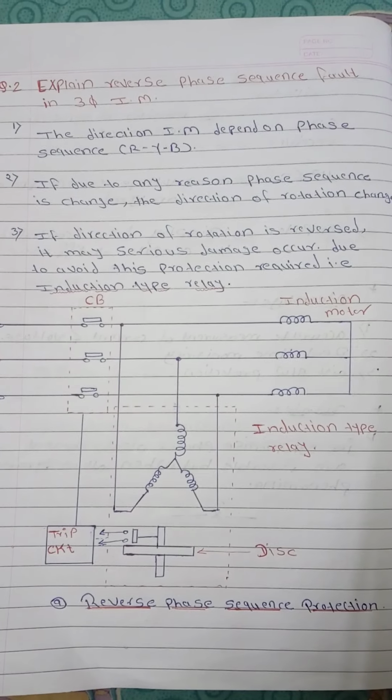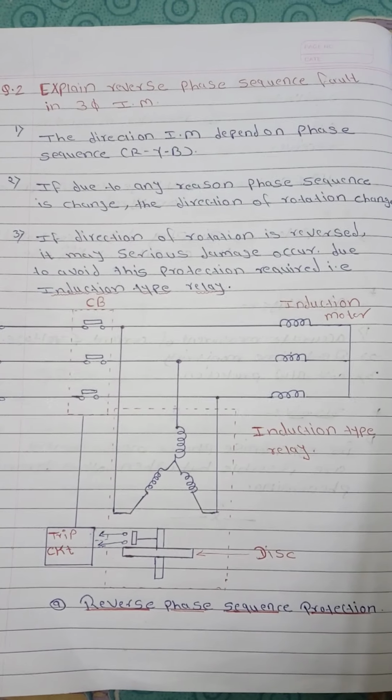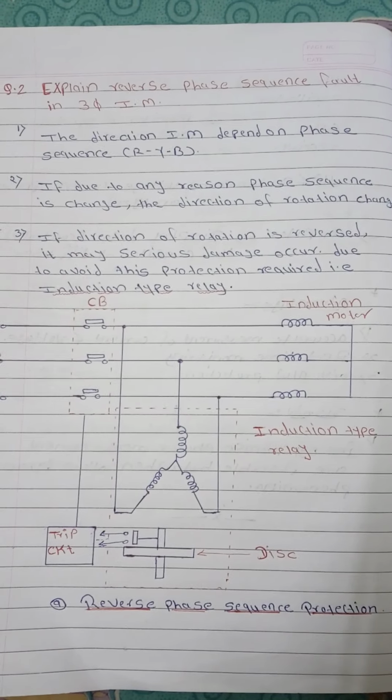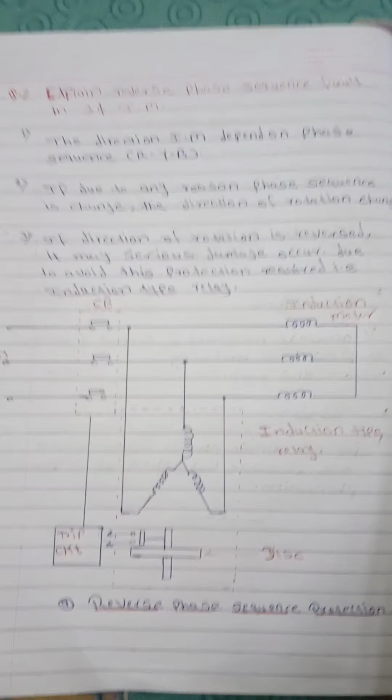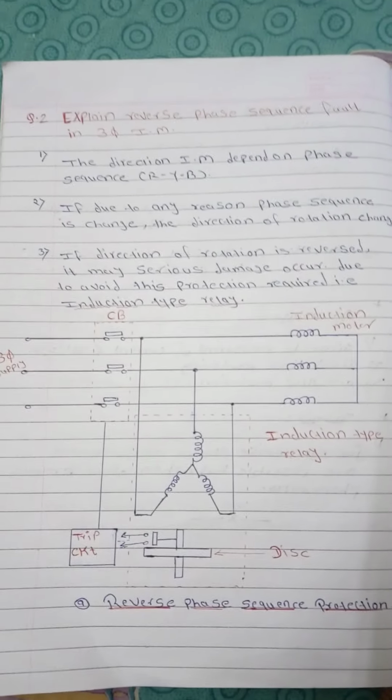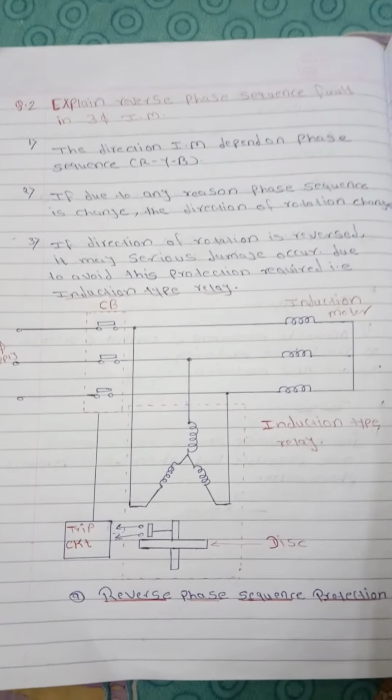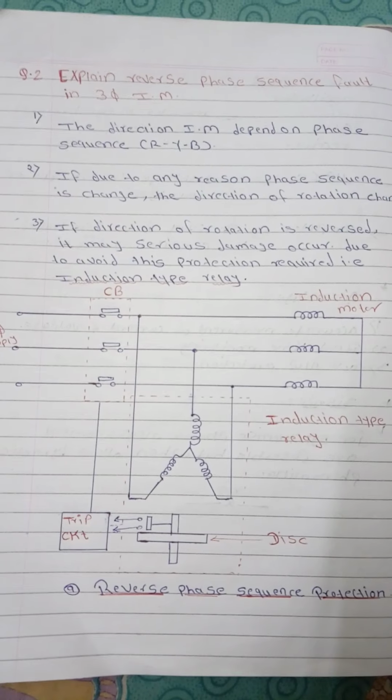What is a reverse phase sequence? That is the phase difference in RYB. The direction of an induction motor depends on the phase sequence, that is the R line, Y line and B line. If, due to any reason, the phase sequence is changed, generally in maintenance work, the direction of rotation is changed. If the direction of rotation is reversed, serious damage may occur.